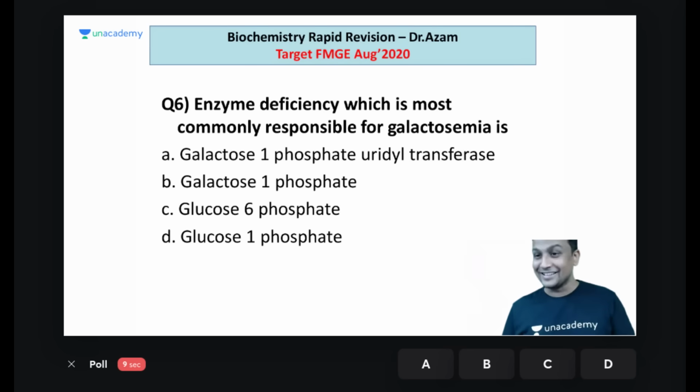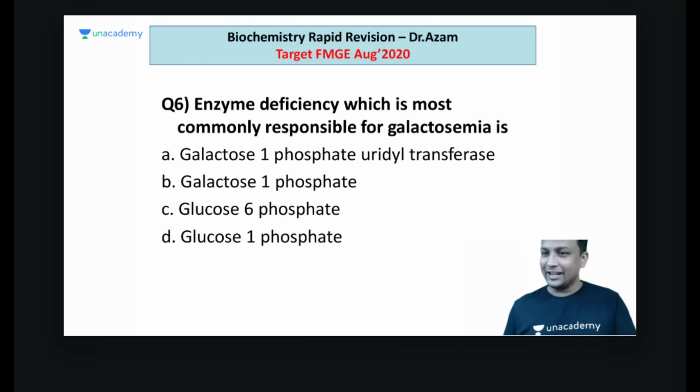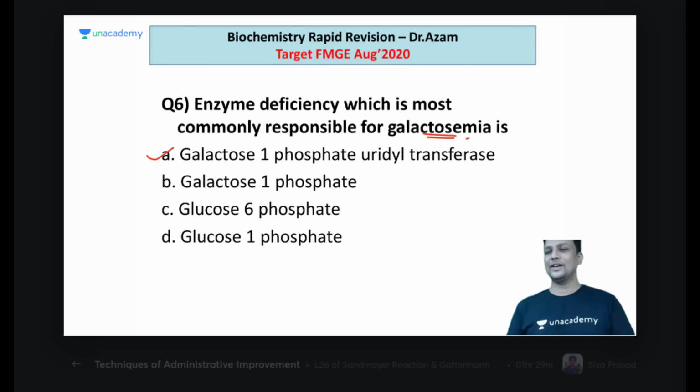But still I'm getting the percentage here as 96%. Who are these 4%? I just taught you galactosemia. We got 95% result, I don't know who this 5% is. It's due to galactose 1-phosphate uridyl transferase. Okay, let's move ahead.